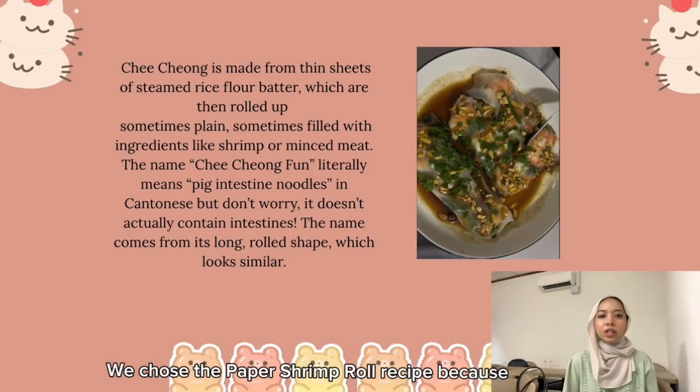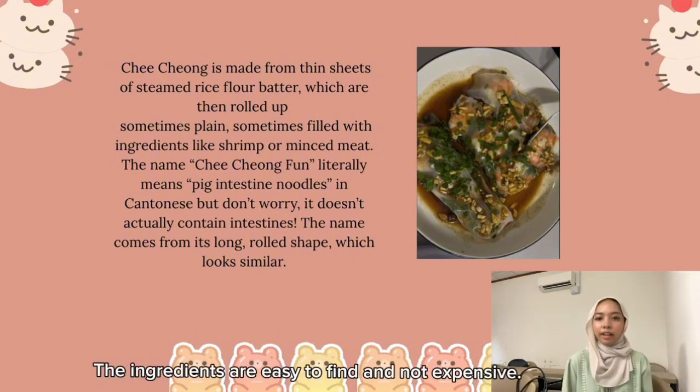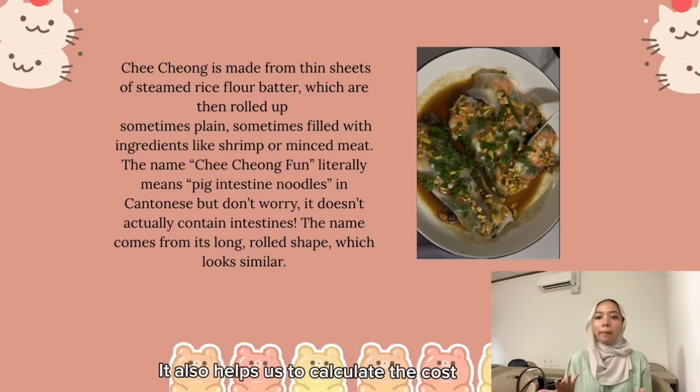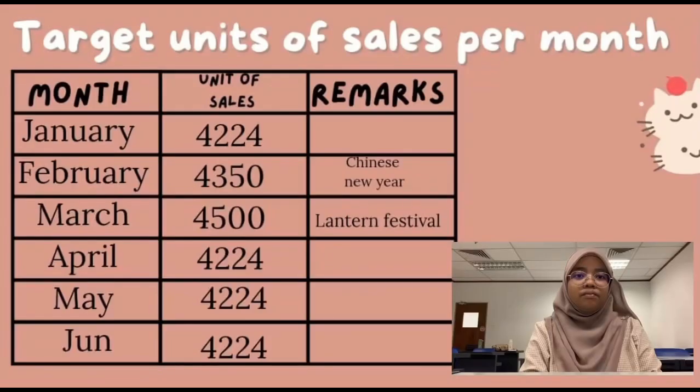We chose the pepper shrimp roll recipe because it is simple to make and many people like to eat it. The ingredients are easy to find and not expensive. It also helps us to calculate the cost and overhead more easily for our assignment.